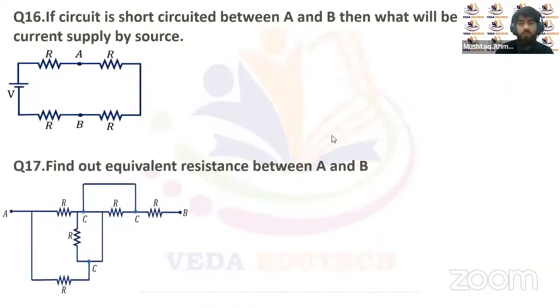Now let's move on to question number 16, right? Now you can see here the question number 16 says that if a circuit is short circuited between A and B, then what will be the current supplied by the source, right? It means that we have the circuit, this is the circuit here, right?